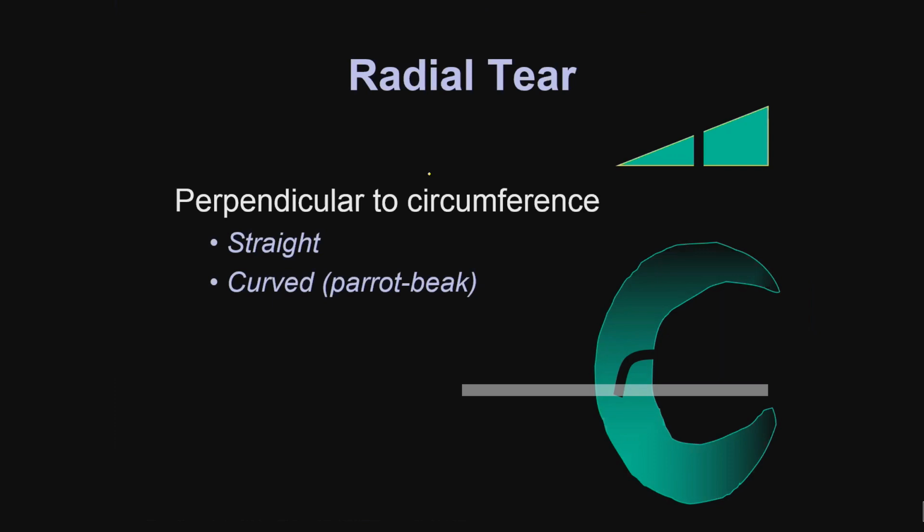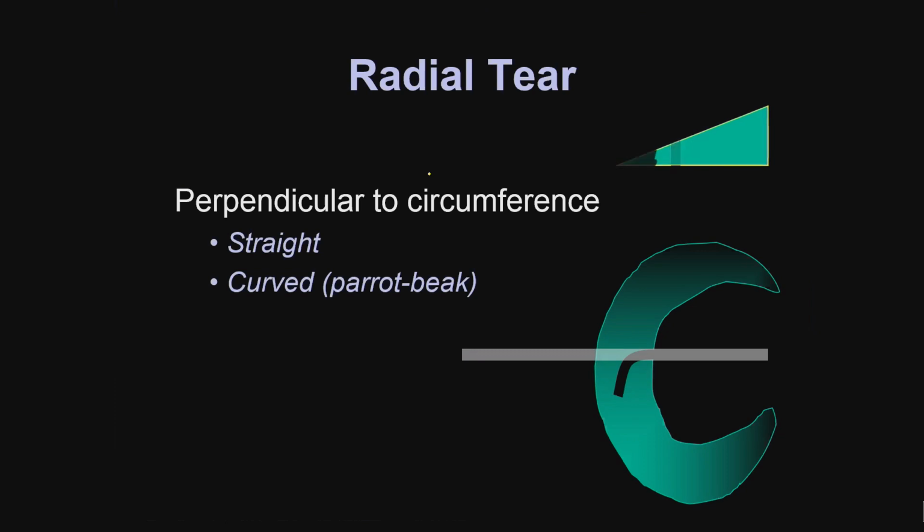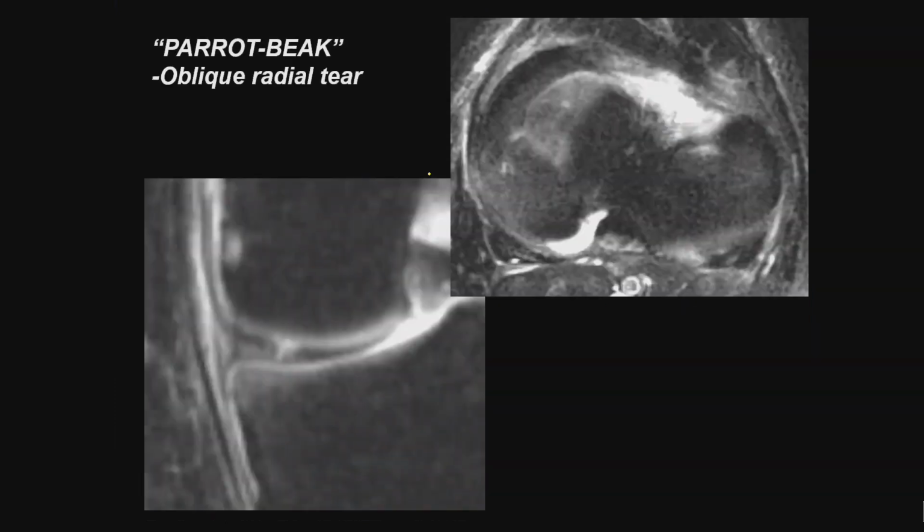Curved radial tears are called parrot beak tears, and they will appear to page through the meniscus as you go through sagittals or coronals. Here, what looks like a radial tear of the medial meniscus actually has a curved configuration if you look at the axial images, and it represents a parrot beak tear. Why are these important? Because that parrot beak fragment can flip into the joint and lead to locking and snapping and things like that.